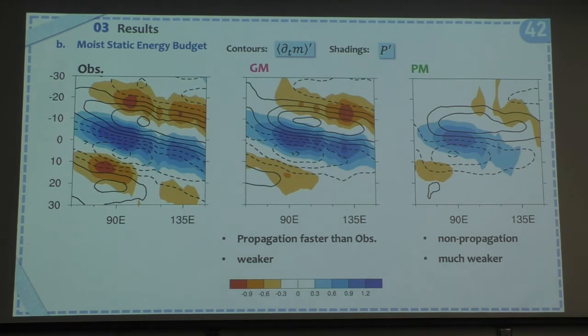This figure shows the shading as the precipitation and the contour as the MSE tendency term in the observation, good model, and poor model. You can see that the models have a weak amplitude compared with observation, but the good model shows a similar pattern to the observation. But in the poor model, the signal is much weaker than in the good model and observation.